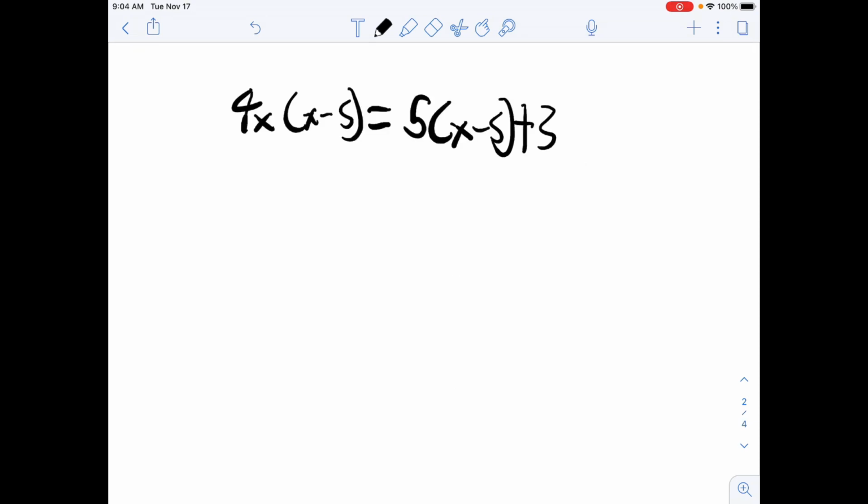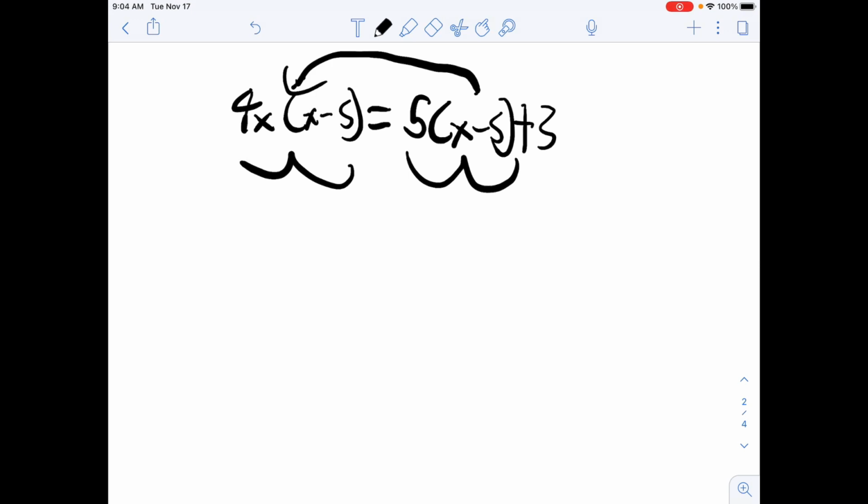Let's say you're given an equation that looks something like this. You would expand both the left side and the right side, and then move everything on the right side over to the left side so that the right side is 0, and then do the solving from there, find the values of a, b, and c, and use the quadratic formula.